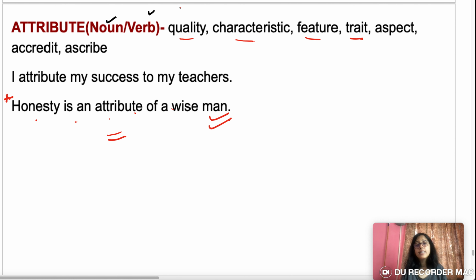Another meaning of attribute is to accredit, that is to give credit to someone or something. To ascribe. Ascribe means to give credit to someone or something. Look at this example. I attribute my success to my teachers. So this means I give credit of my success to my teachers. So here in the second example, attribute has been used as a noun, and in the first example, attribute has been used as a verb.